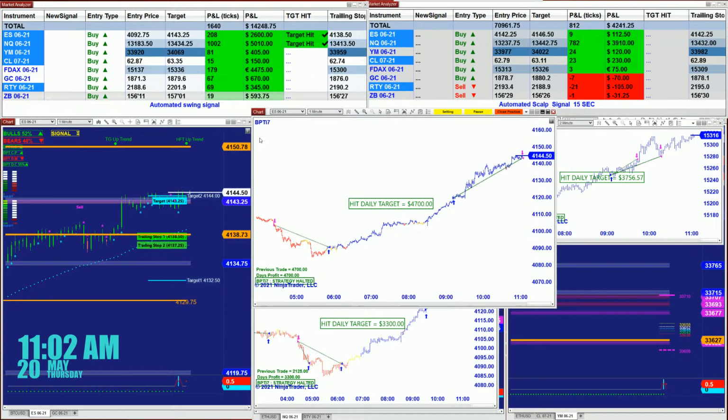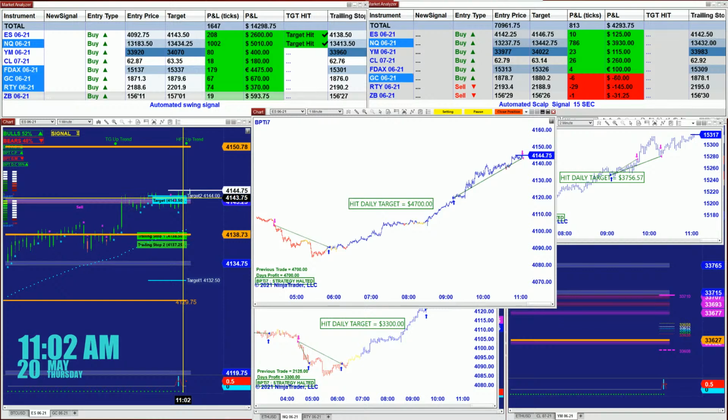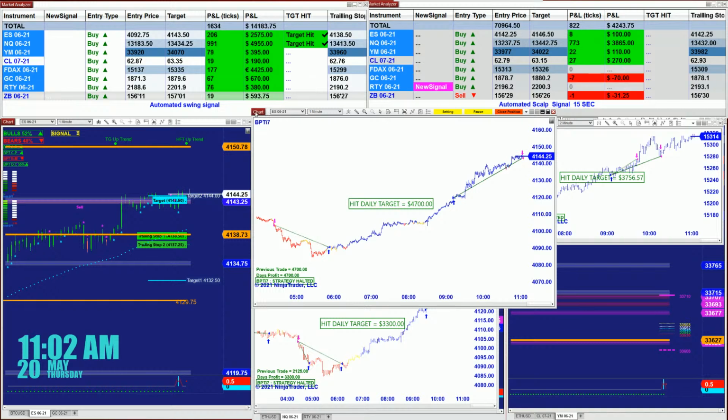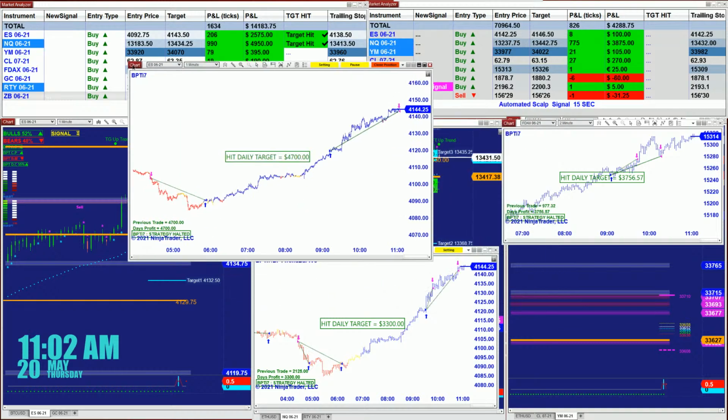Because whatever is above that area, I'm not interested in. Technically, that is above my technical level, and I'm not interested in it. So my target today was on the ES right here, and I nailed exactly where I locked in my target. And it's finished. Perfect entry, perfect exit.